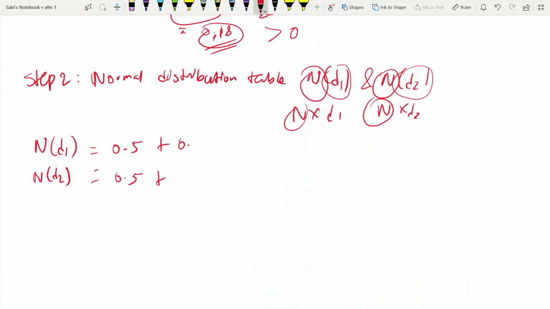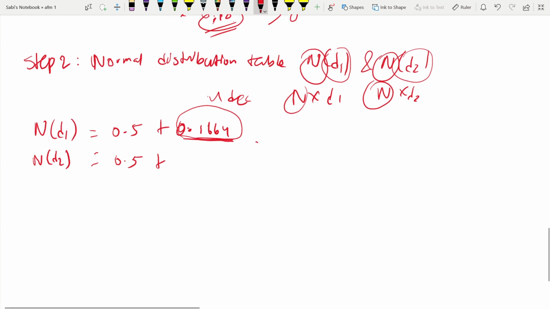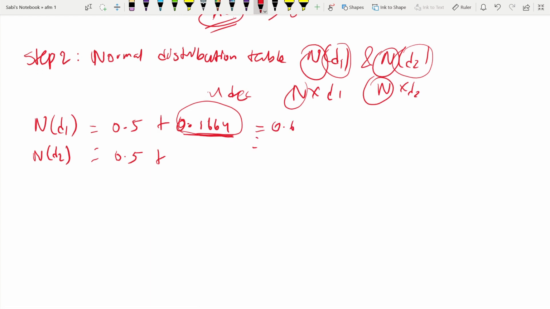Always round up to 1664. How will you know whether you are correct or not? This should be 4 decimal places. Always. What you are adding or deducting from 0.5 should be 4 decimal places. That will tell you whether you are right or wrong. So this will be equal to 0.6664.